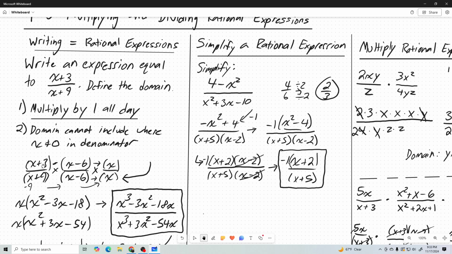So we had an original x plus 3 over x plus 9. For no reason, we multiplied by x minus 6 over the top and the bottom, and then by x. Again, we're just multiplying by 1 two different times, but in different ways. And then, of course, we always have to write the domain that we cannot include in our denominator.